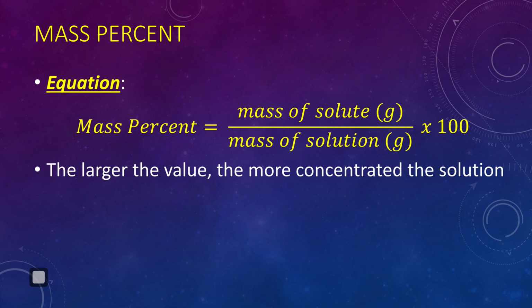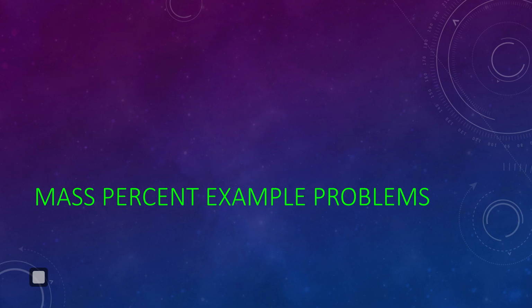So here it is in actual formula form. Mass percent equals mass of solute over mass of solution times 100. The larger the value, the more concentrated the solution. Basically, obviously, if you're 90%, well, obviously that's higher concentration than 10%.